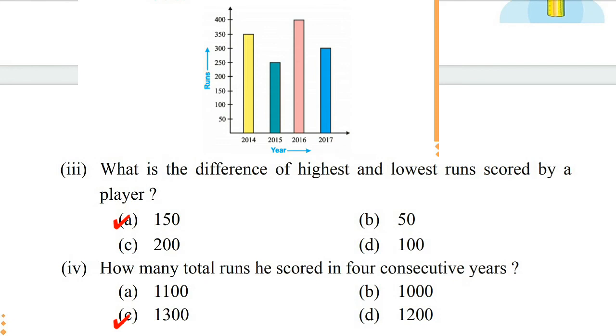Next, what is the difference of the highest and the lowest runs scored by the player? Here the difference is 400 minus 250, which is equal to 150. Next, how many total runs did he score in 4 consecutive years? Here the sum of all the runs is, you can see, 350 plus 250 plus 400 plus 300 is equal to 1300. So option C is the right option.